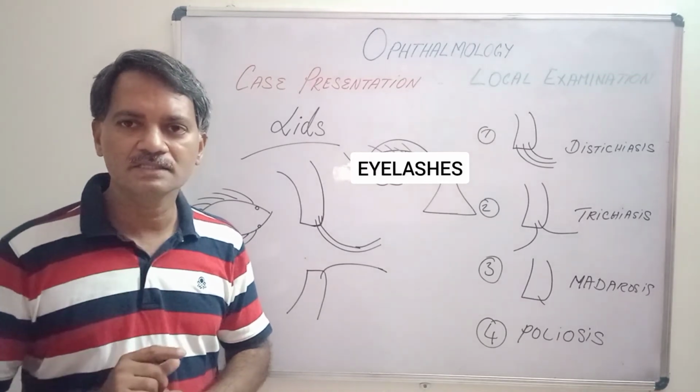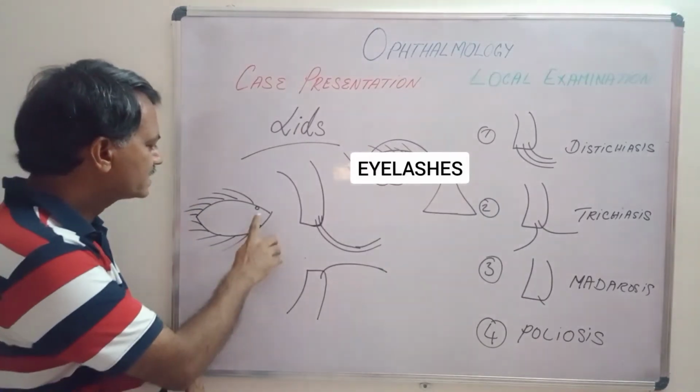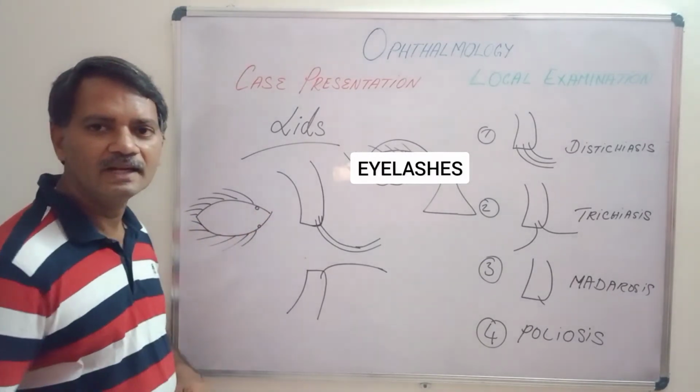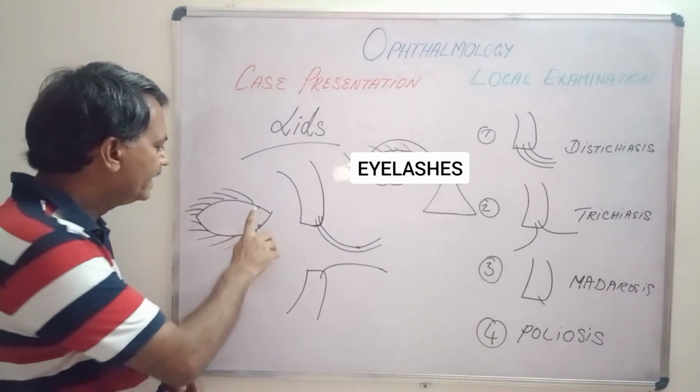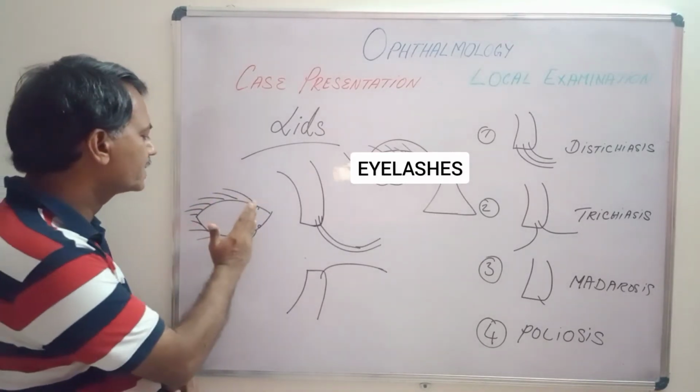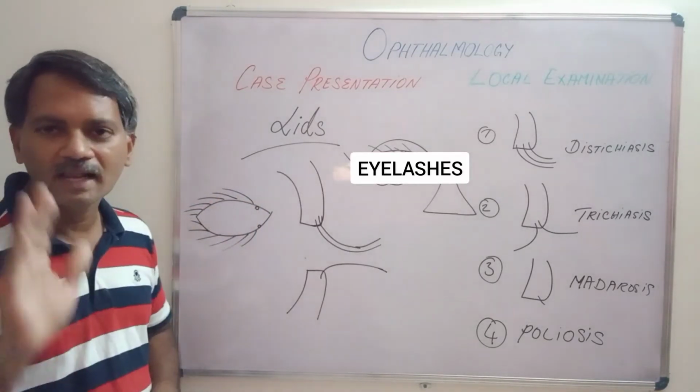The eyelashes will not be present medial to the lacrimal punctum. You cannot see the eyelashes medial to the lacrimal punctum. They will be present only lateral to the lacrimal punctum.